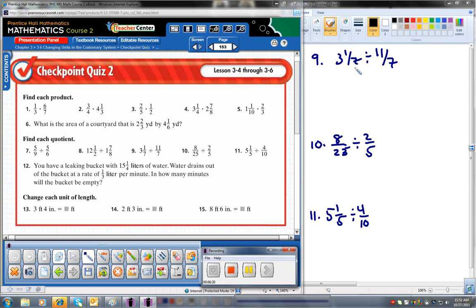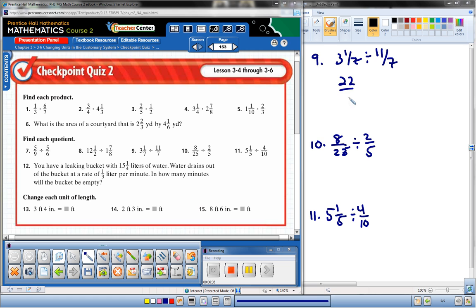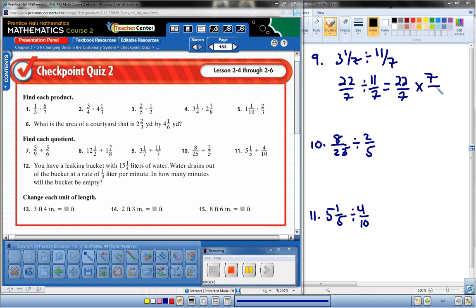Problem number 9, mixed numbers are bad. That's 22/7 divided by 11/7, which is 22/7 times 7/11. 7s divide out. 22 and 11 divide out, and that gives me 2/1, and there's my answer. 2/1, which you can write as, I'm not going to write the 1, I'll always write it as 2.